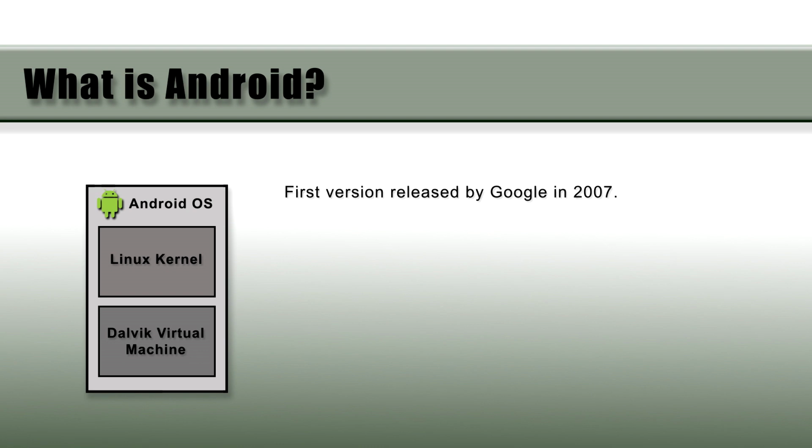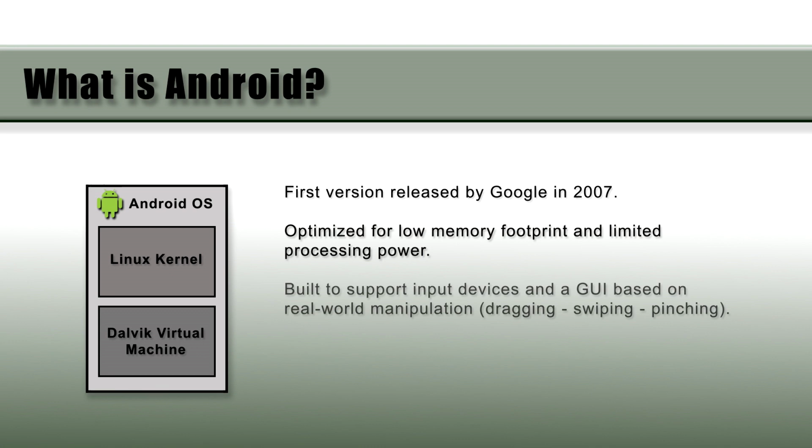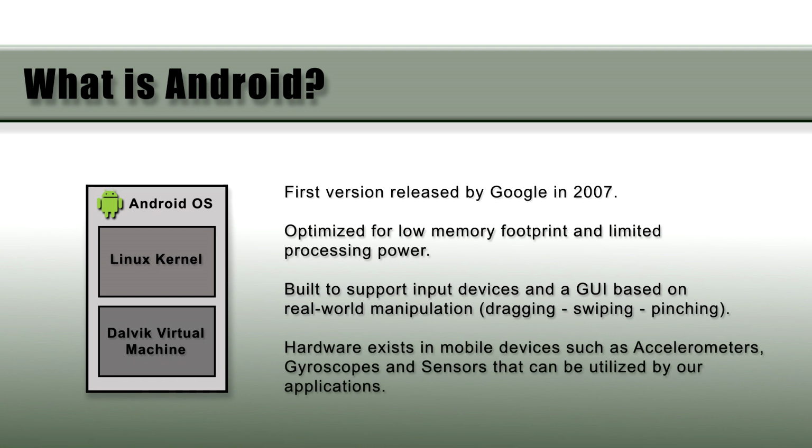Much like iOS, Android is an operating system optimized for low memory footprint and built to support input devices and a user interface based on direct manipulation. That is, using real-world actions such as swiping, dragging, tapping, and pinching. Internal hardware exists in these devices, such as accelerometers, gyroscopes, and proximity sensors, which can be used not only by the operating system, but also by third-party applications to respond to user actions.